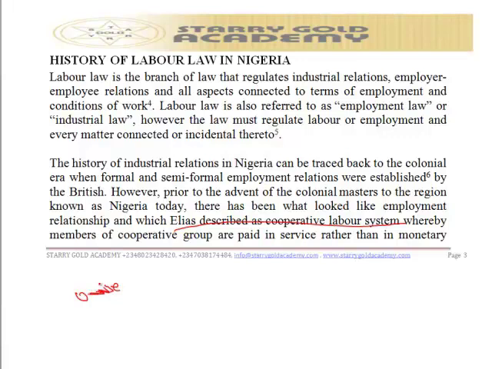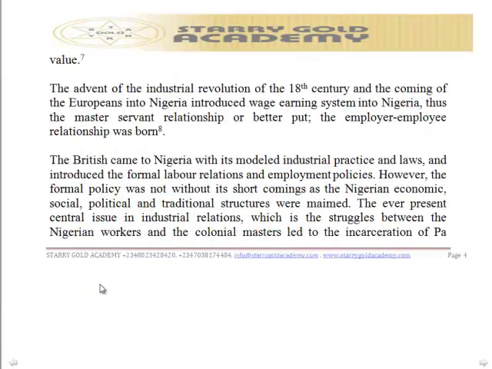People will gather together, they choose a particular day to work on someone's farm or to work for someone, and another day to work for another person. Also within the group, people of the same age grade come together and they start working for one another. That is what we know as the cooperative labor system. And what they exchange is not money, but service.